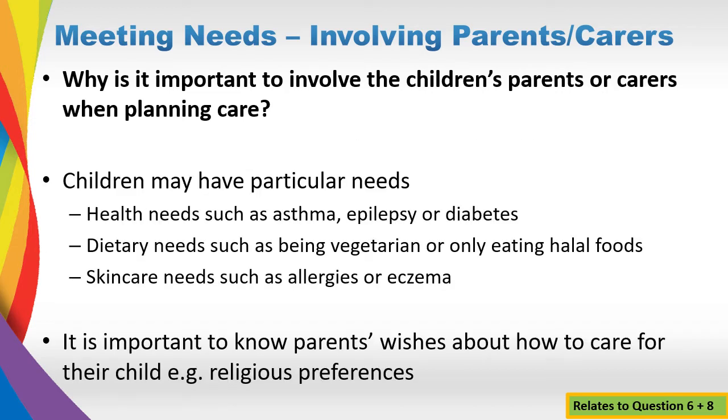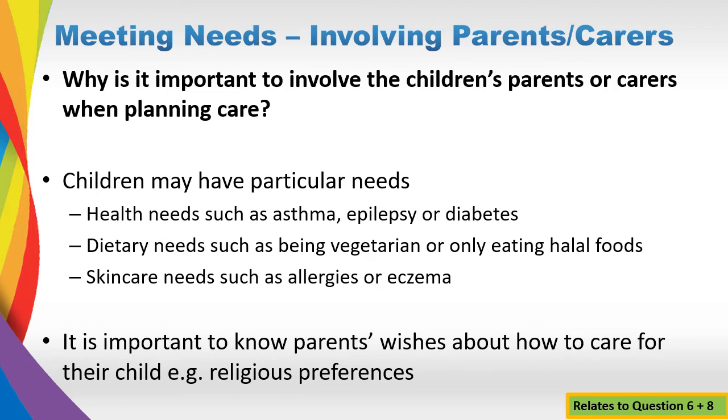Children may have particular needs. So they may have a health need such as asthma, epilepsy or diabetes. Again, it's really important that you find that information from the children's parents or carers, because if a child has a health need like asthma, epilepsy or diabetes, it can come on quite quickly as well. So it's important that you know how to manage those for that particular child.